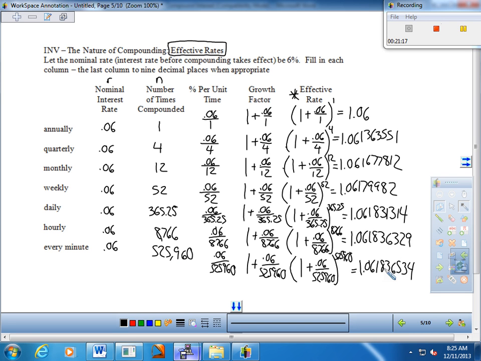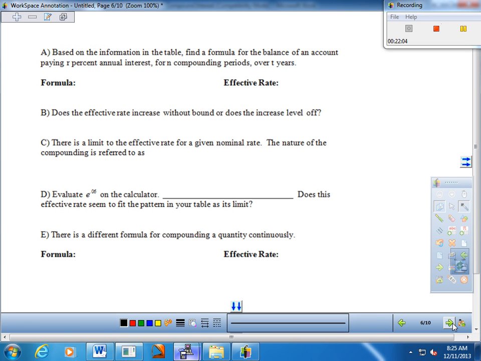Wow, pretty cool. Okay. Well, everyone, it's time to start putting our formula together. So let's go. So on the back here, letter A. Based on the information in the table, find a formula for the balance of an account paying R% annual interest. There's our nominal rate, everybody. N compounding periods. And now we're going to explore it for any number of years. So there's our independent variable, our T years.